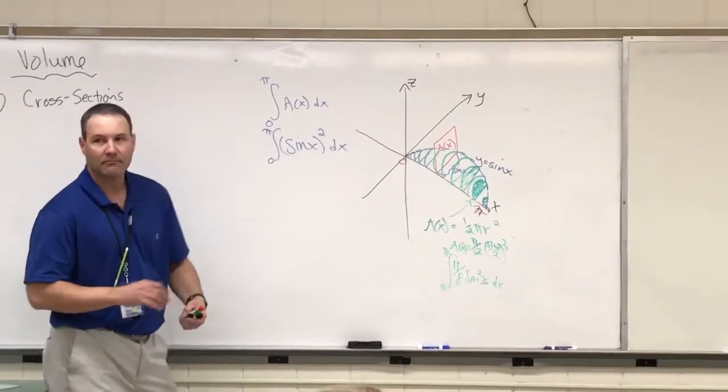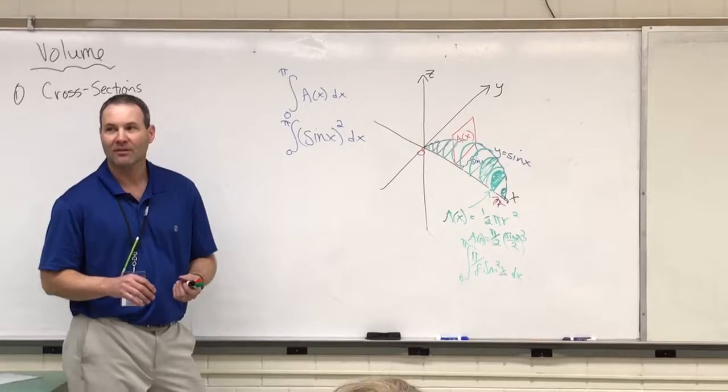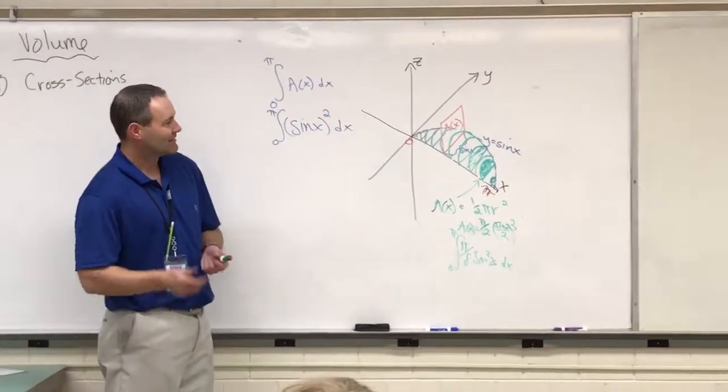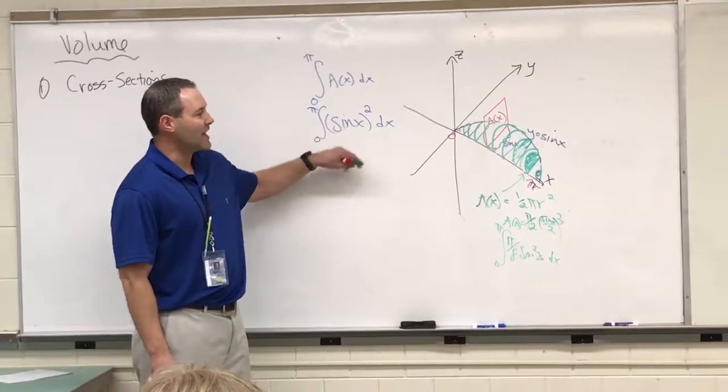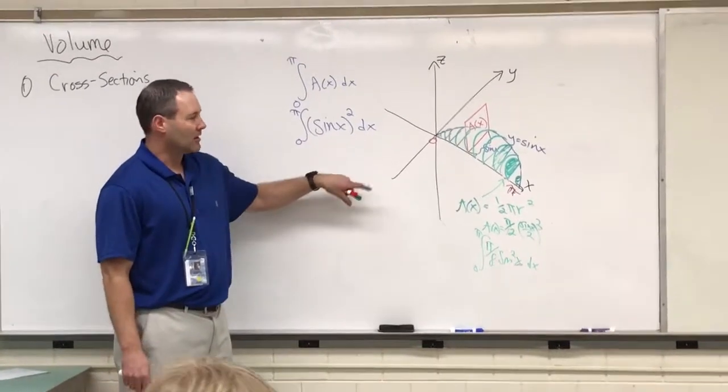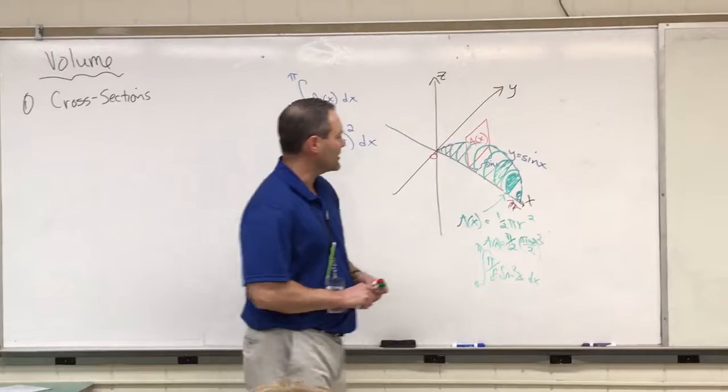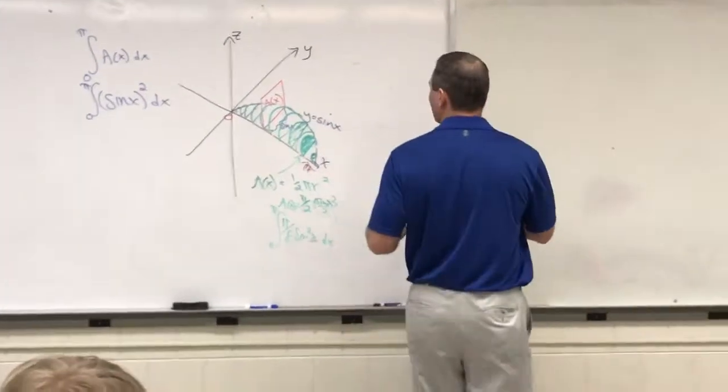I figured out my calculator was in degrees, that's why it wasn't working. Oh, nice. Okay, so that's one type of volume, cross sections. Let's say I'll do one more example.